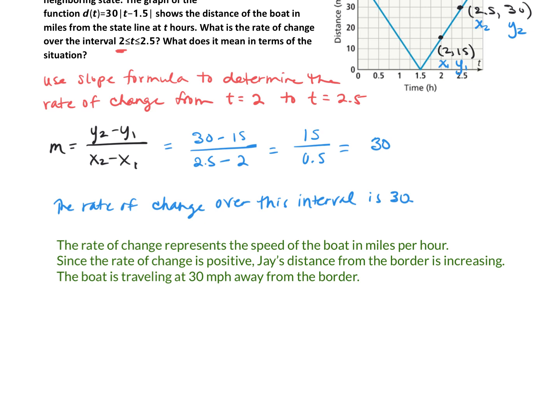So this final part right here, that's what it means in the context of the situation. The boat is traveling at 30 miles per hour. That's the rate over that interval. And then it's going away from the border because we got a positive rate of change over that interval.